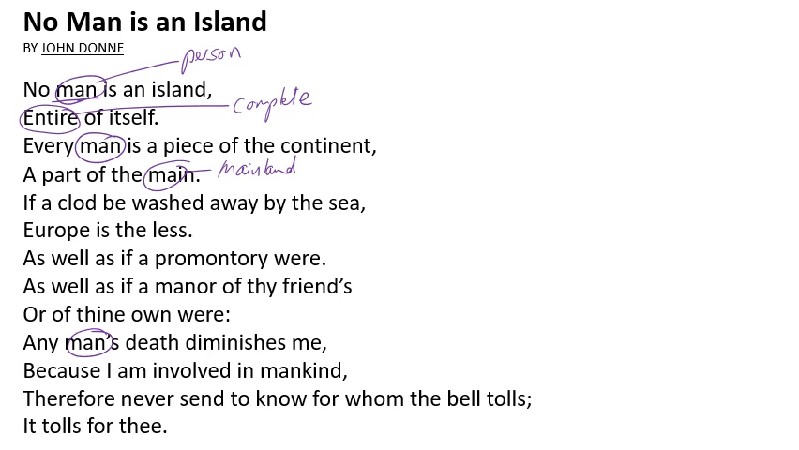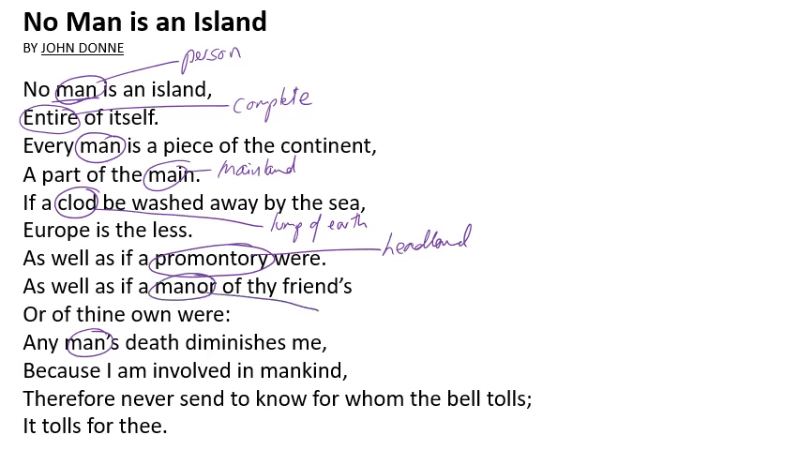If a clod be washed away by the sea, clod here means a lump of earth. Europe is the less, as well as if a promontory were. And promontory means kind of headland or part of the land that's jutting out into the water, into the sea. Manor means like a manor house.